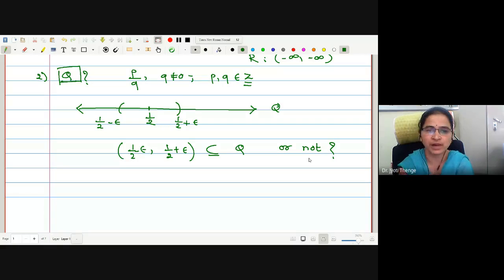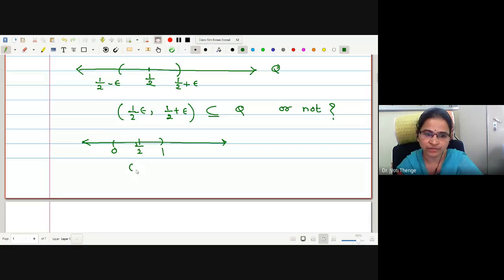मायनस इप्सिलॉन प्लस इप्सिलॉन. बरं अजून सोपं करूया आपण याला. हाफ मी घेतलाय. इकडे मी 0 करेन आणि इकडे 1 करेन. Half unit distance on the right, half unit distance on the left I have taken. Then what is the neighborhood I found? 0, 1. Correct, na? Whether this open interval 0, 1 is contained in Q or not?